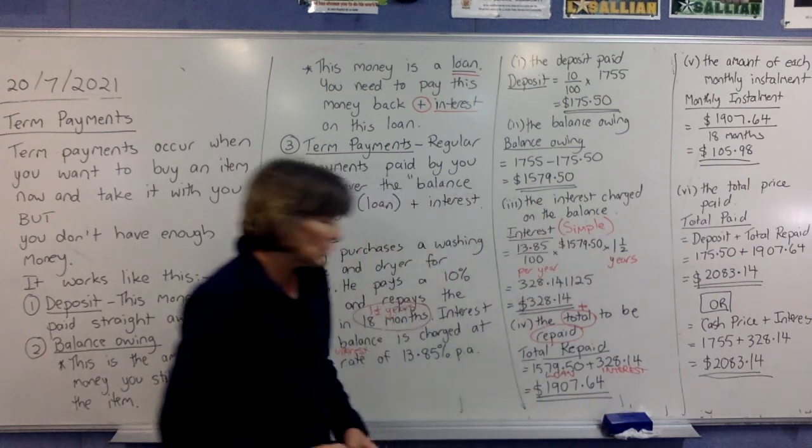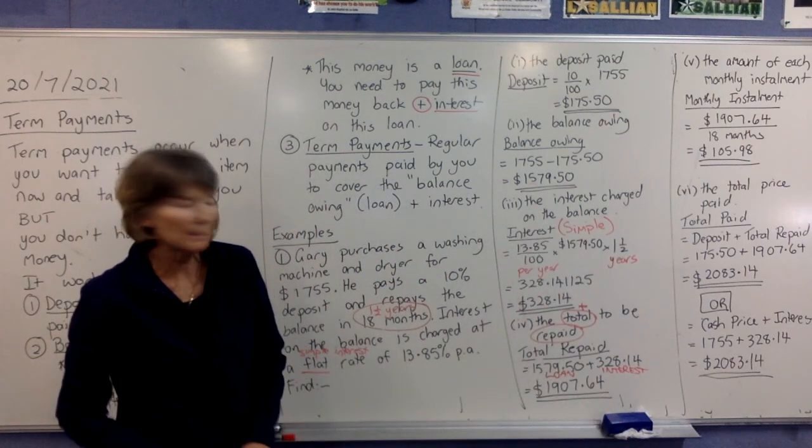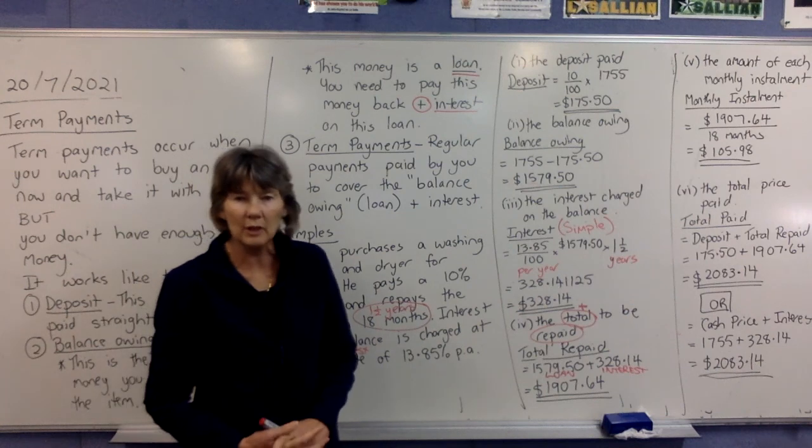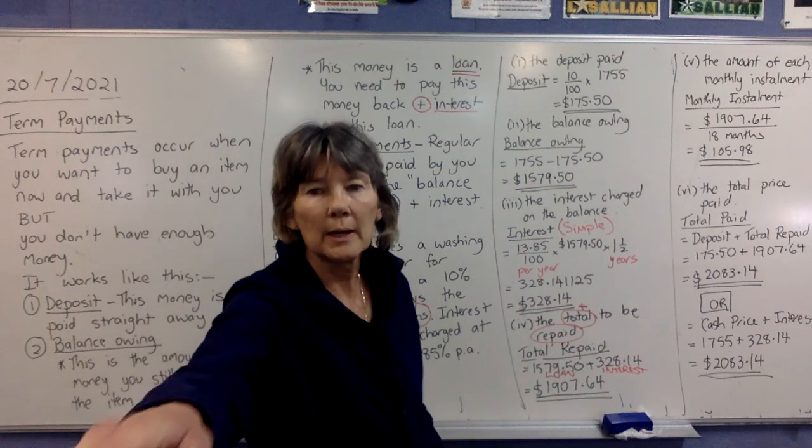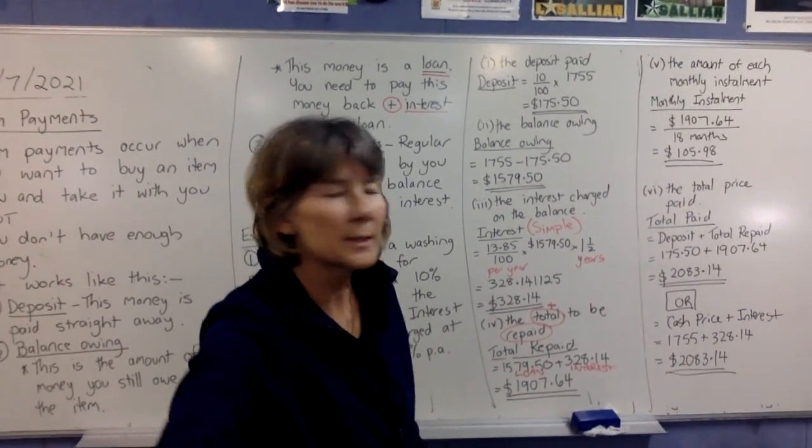And when you add those two things together, you need to pay them $1,907.64 still for your items. Okay, now looking further over at the other questions.